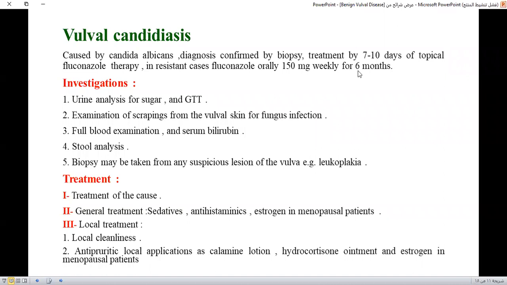What are the important investigations for vulval candidiasis? Urine analysis for sugar and glucose tolerance test, because it most often comes with diabetes.